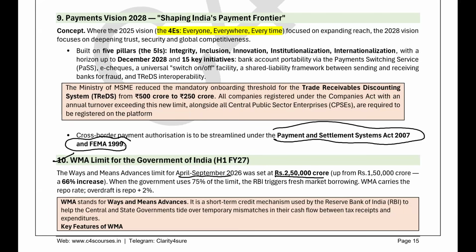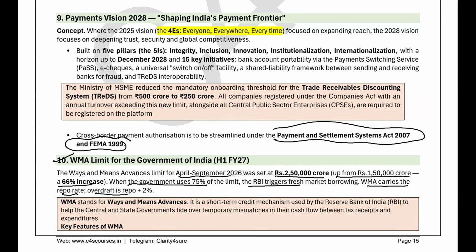Note this down. Up from 1,50,000 crore, how much is the increase? From 1,50,000 to 2,50,000 is a 66% increase. When the government uses 75% of the limit, the RBI triggers fresh market borrowing. WMA carries the repo rate. Overdraft is repo rate plus 2%. Please have a look.